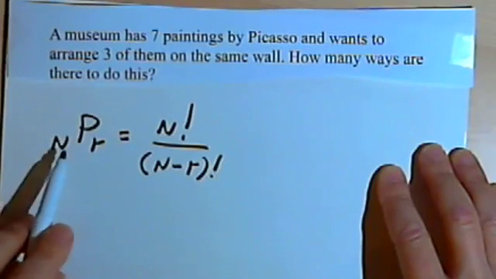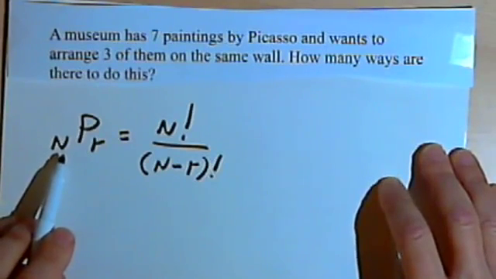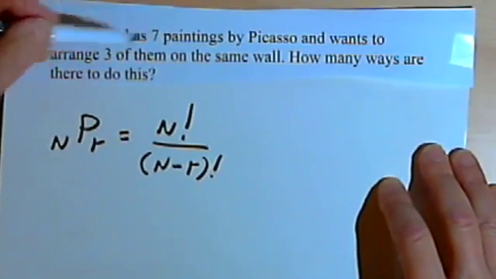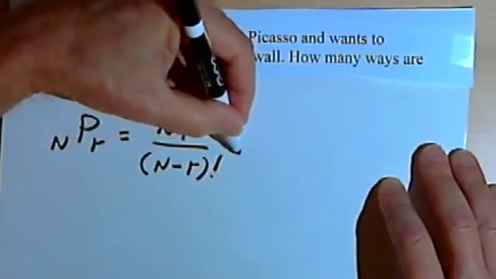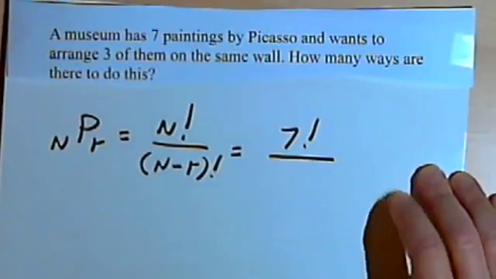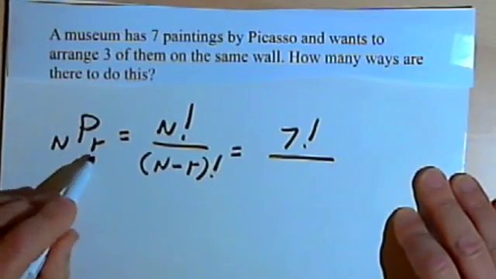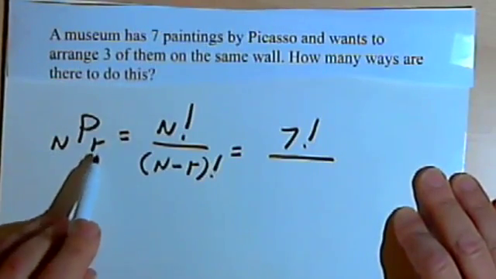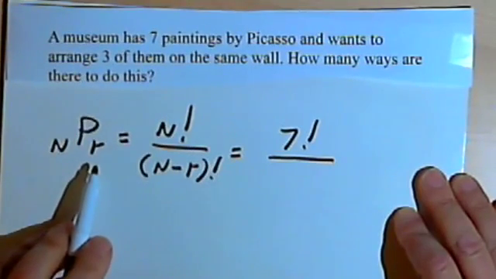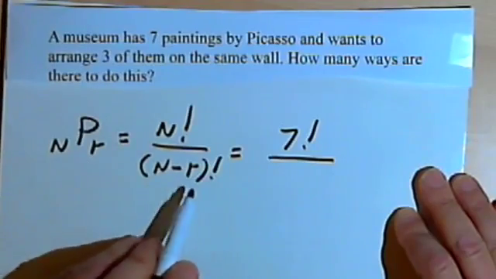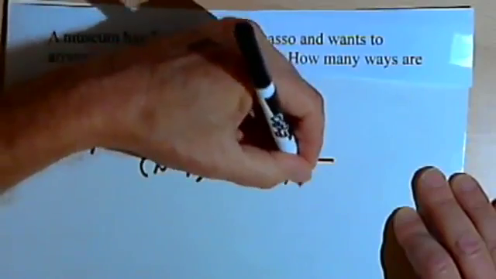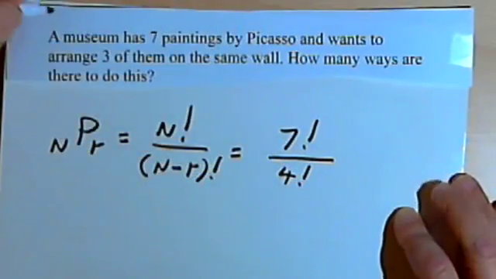not all of them. Now, the n is going to stand for the total number of elements in the set we're dealing with. The set is the 7 paintings. So n is the same as 7. So I've got 7 factorial as the numerator of my fraction. And the r is how many paintings we're going to have in each of the arrangements, and that's just 3. So n minus r would be 7 minus 3, and 7 minus 3 is 4. So that means I've got 4 factorial as the denominator.